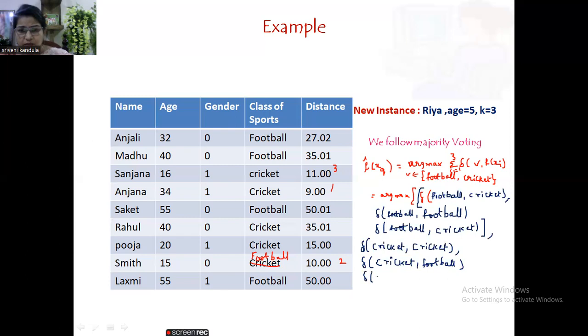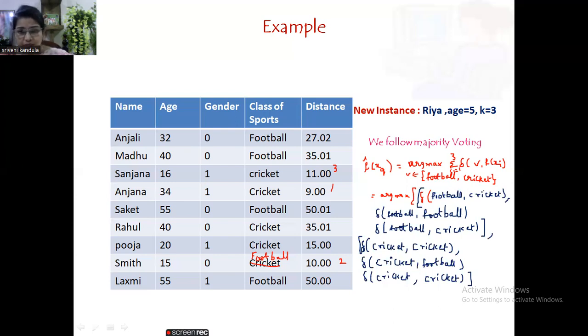Next, cricket, comma. For the third, the target function value is cricket itself. So this is for the second V value. The first V value is football. The second V value is cricket. Based on the first V value, we have football, comma cricket; football, comma football; football, comma cricket. Now the delta function we have to evaluate.